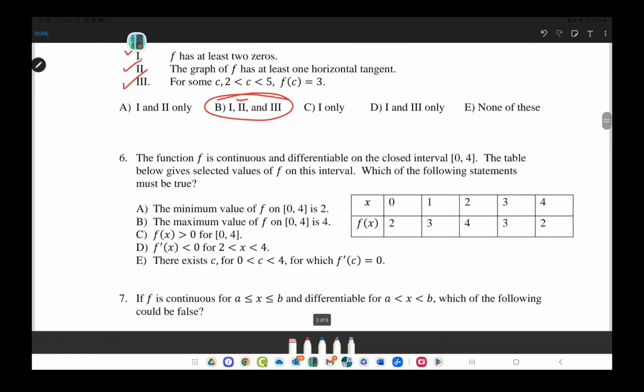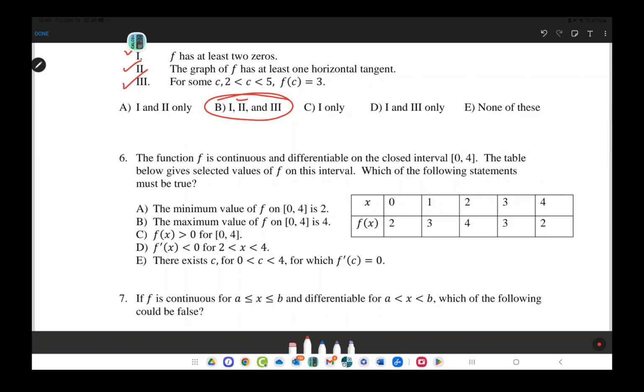All right. This one was a fun one. Which of the following statements must be true? So the minimum value of f on 0 to 4 is 2. Now the function is continuous and differentiable on the closed interval from 0 to 4. The table gives us select values of f on the interval. Which of the following statements must be true?